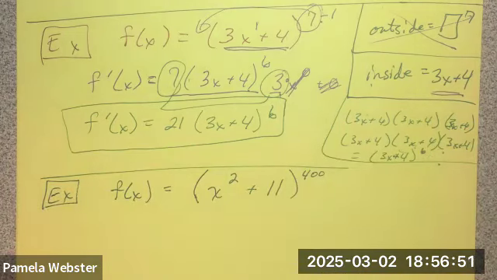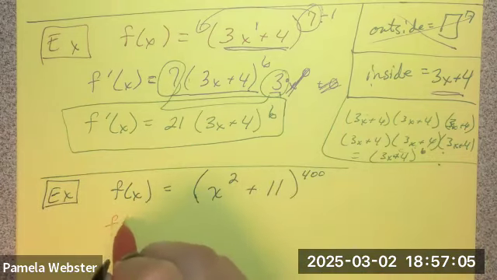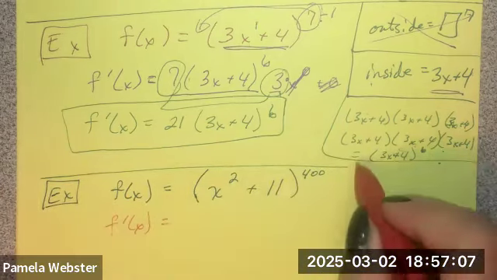If you saw something like that and you went, oh my gosh, I'm going to be working on this for 2 hours, then that means there's a shortcut, guys. Don't do that. You're taking up way too much of your precious testing time, right? So let's look at this. F prime of x.